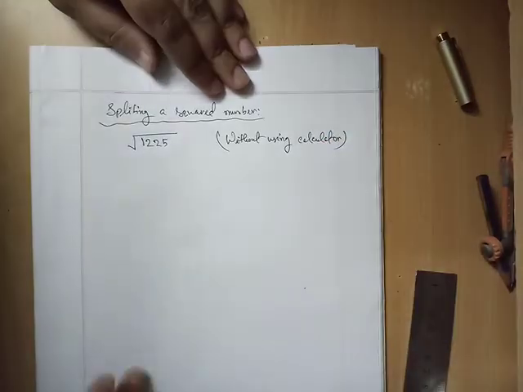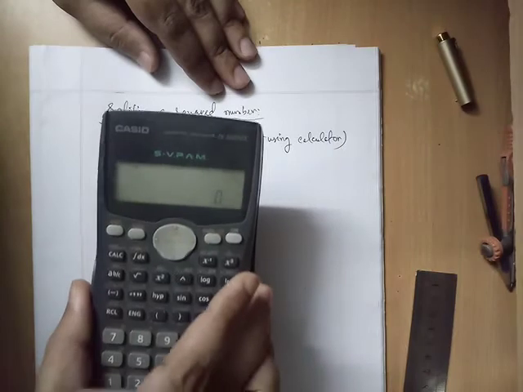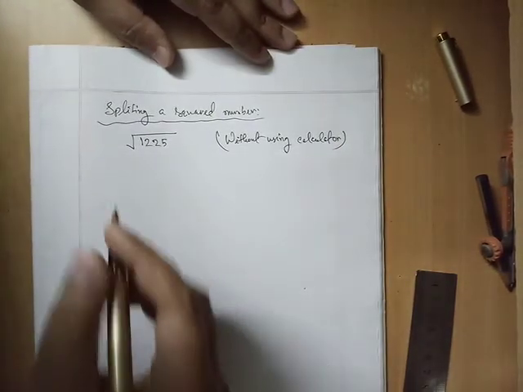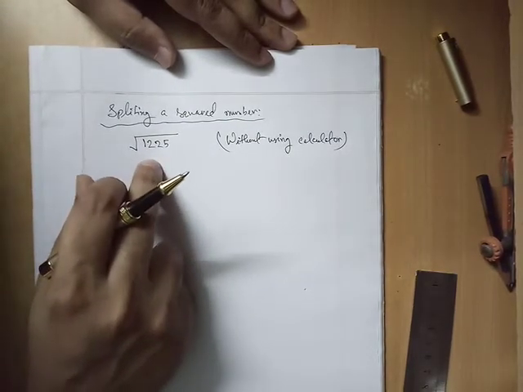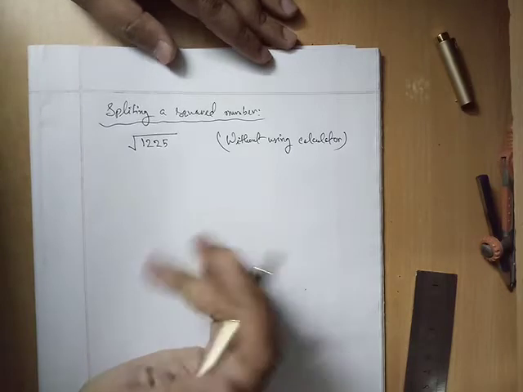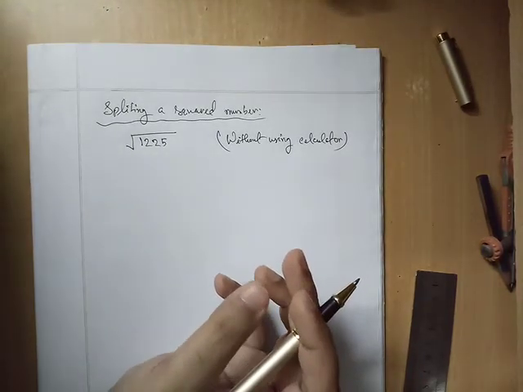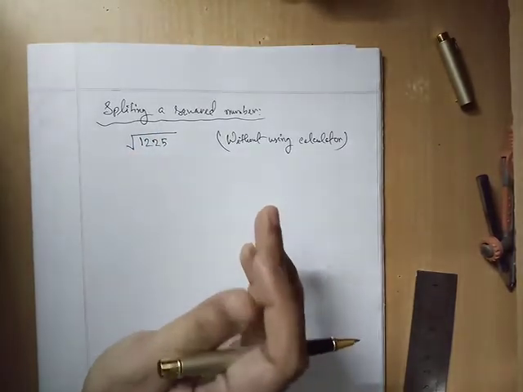Now if you were to use the calculator, it's just typing it in the calculator and you get your answers in a second, even less than a second. But if you're not allowed to use the calculator and you have to square root 1225, I don't know if it's a square number or not, then the method that we are going to use is splitting it into a factor tree.